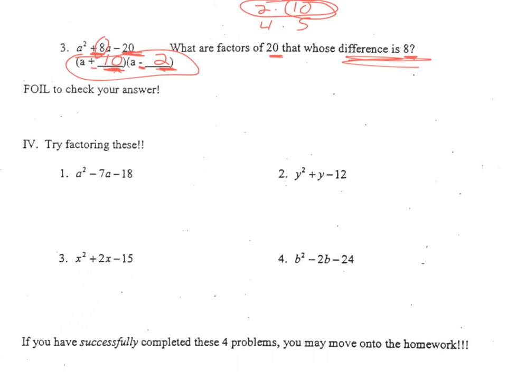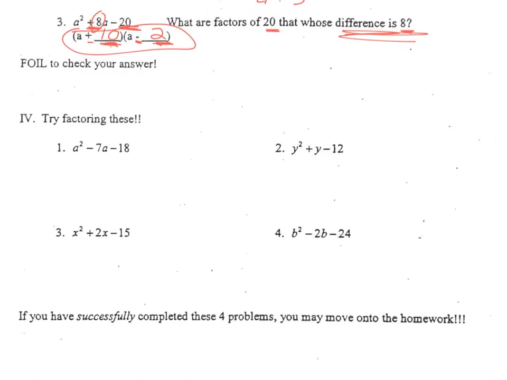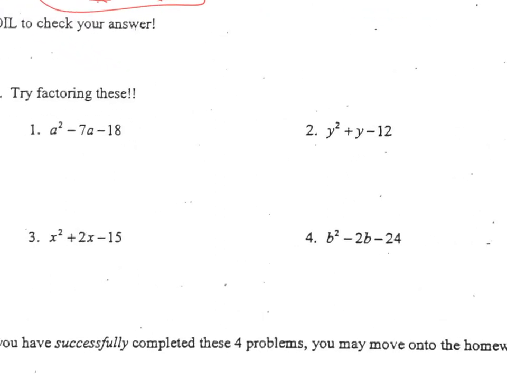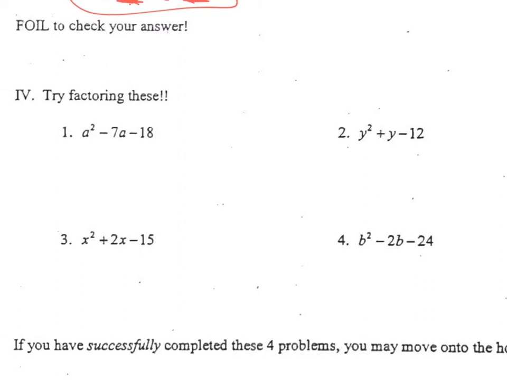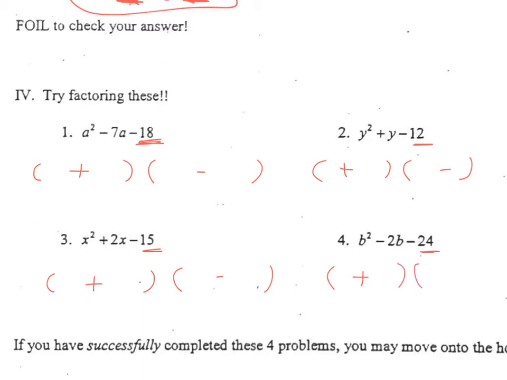Now, you notice that every single one of these, the last number, the constant, is a negative. So this is what you can do right away, and you can do this on the homework. I see that's a negative 18, negative 12, negative 15, negative 24. So the signs for every single one of these is going to be plus, minus. Right? Plus and then minus.